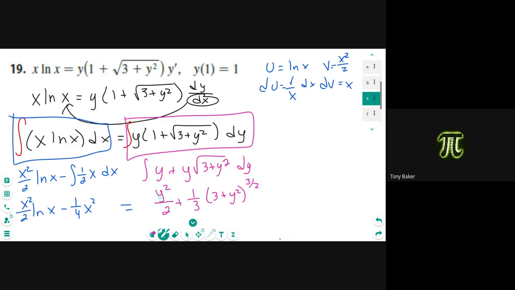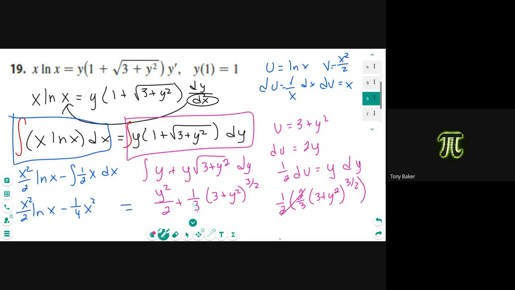Right, so u is 3 plus y squared, so du is 2y, and 1/2 du is y dy. But you're not looking at that part at all. That's actually where the 1/3 comes from, because I have 1/2 times 2/3 times 3 plus y squared to the 3/2, and that cancels out. That's where the 1/3 comes from.